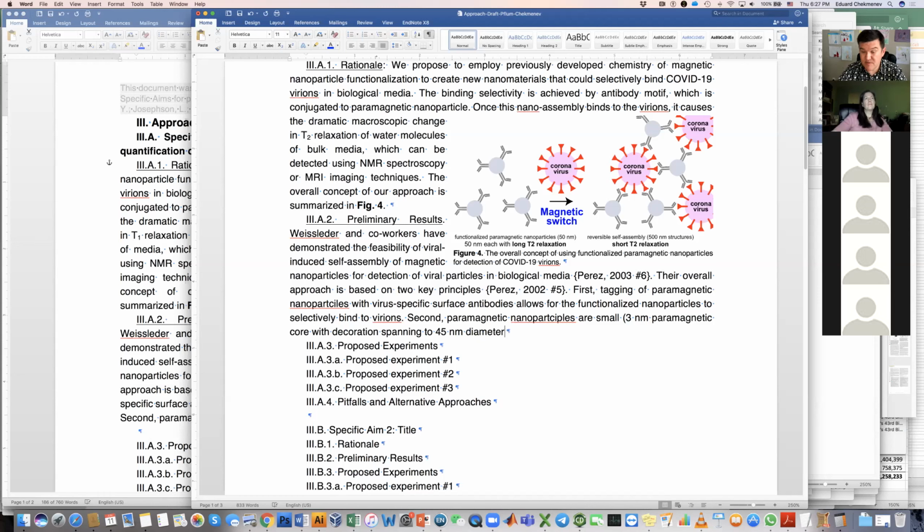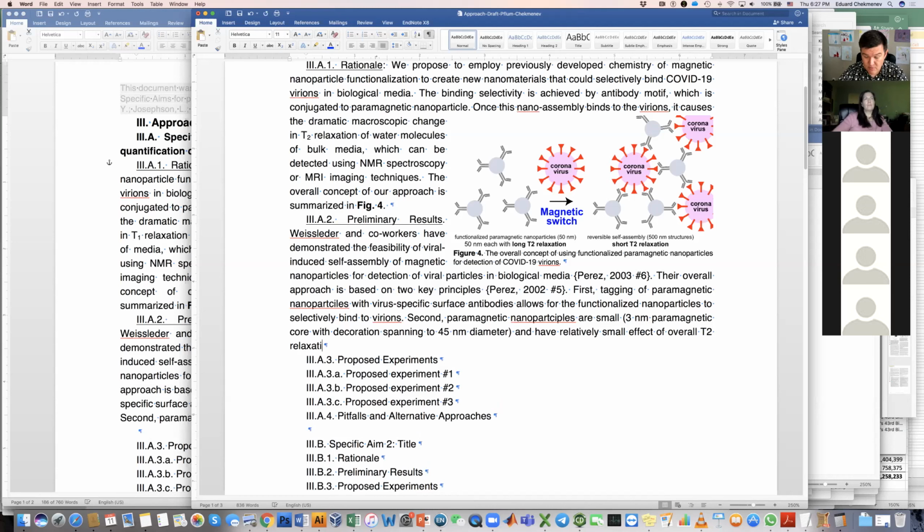The reason why I'm specifying all of this information is because we're in the approach section. This is where the rubber hits the road. This is where we're doing all of these nitty-gritty details. Second, the paramagnetic particles are small and have relatively small effect on overall T2 relaxation of water.